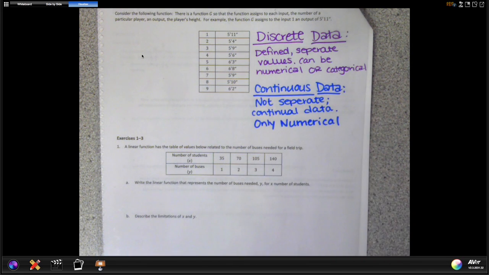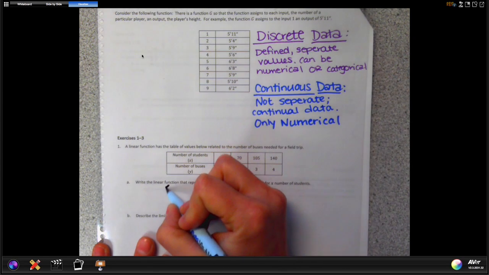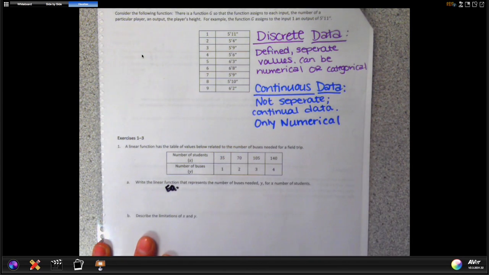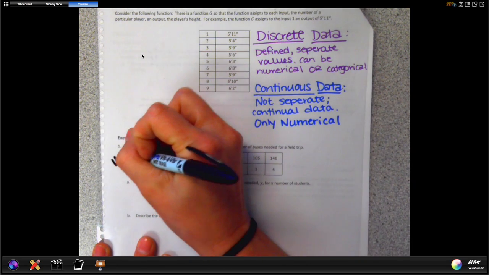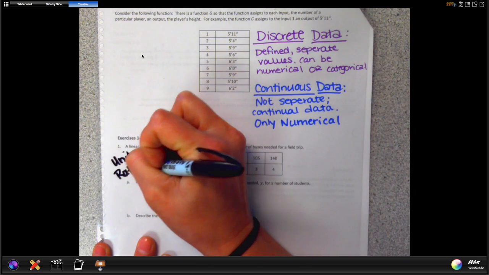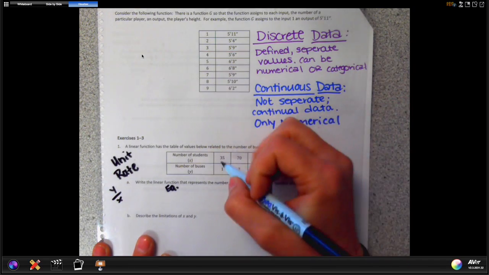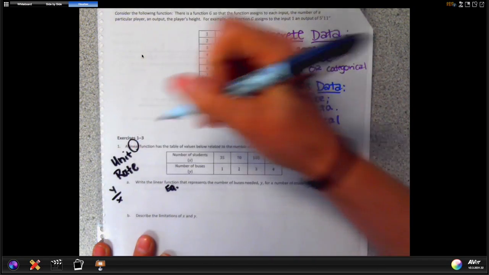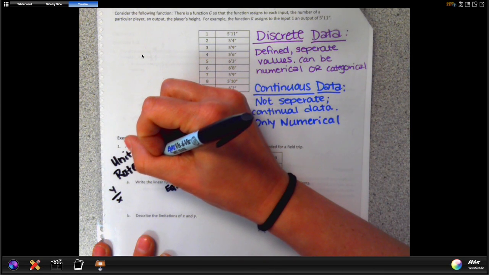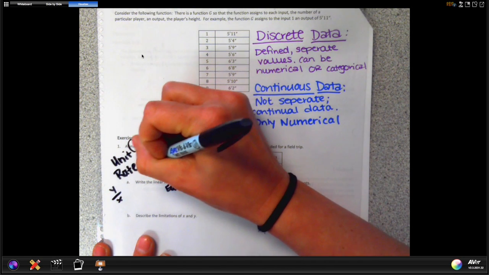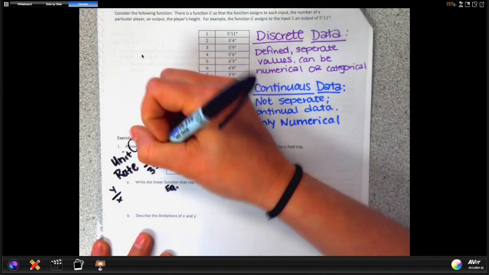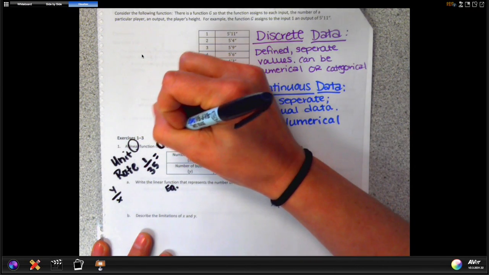First it says, write the linear function that represents the number of buses needed y for x number of students. And if you recall from the last lesson, in order to write a linear function, that means we're going to write a linear equation, and we first need to figure out our unit rate. Remember, to find unit rate, we're going to do a y value divided by the x value here. And it doesn't matter which one, you should get the same thing, hence the word linear. So I'm just going to choose the first one. I'm going to do 1 divided by 35. And you can leave it as a fraction there, or you can make it a decimal of 0.028.